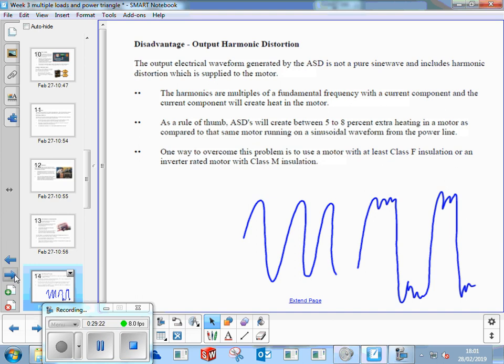As a rule of thumb, ASDs will create between 5 to 8% extra heating in a motor compared to the same motor running straight off the mains of a sinusoidal waveform from the power line. One way to overcome this is to use a motor with at least Class F insulation or an inverter rated motor with Class H insulation. So you could be right, they might have learnt the lesson and decided they needed to change the insulation class of the motor. Well, I don't know for sure.